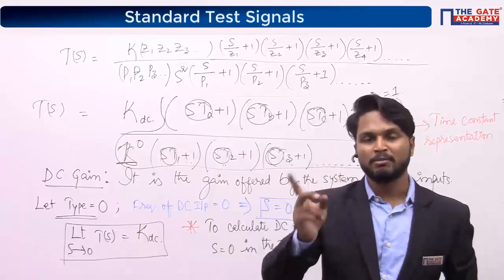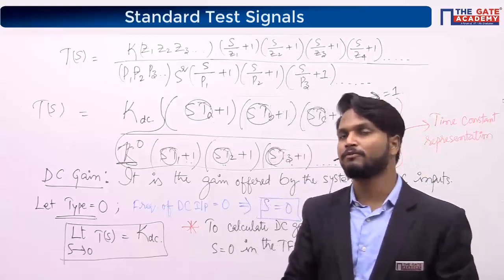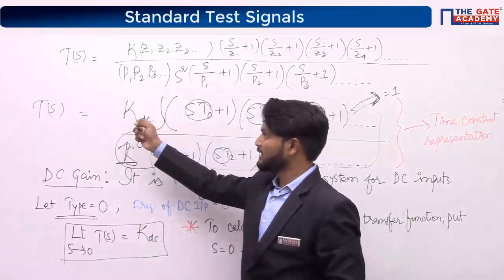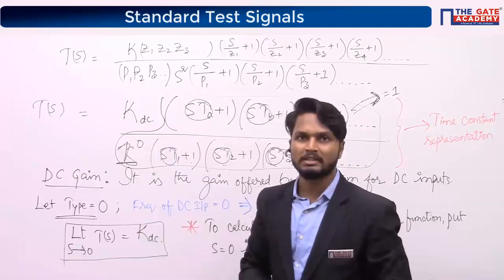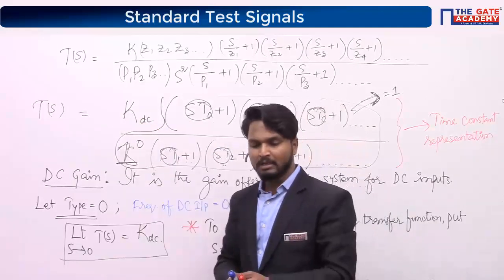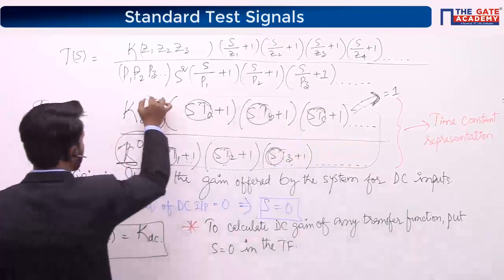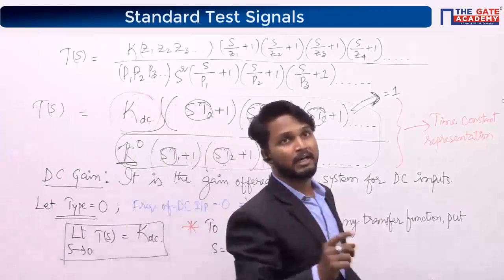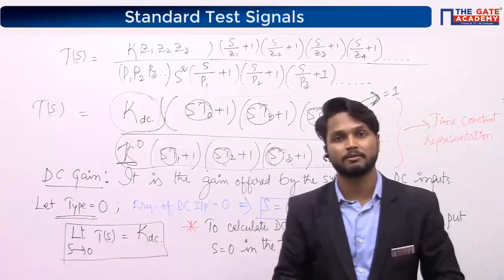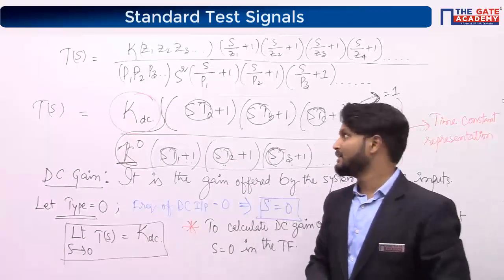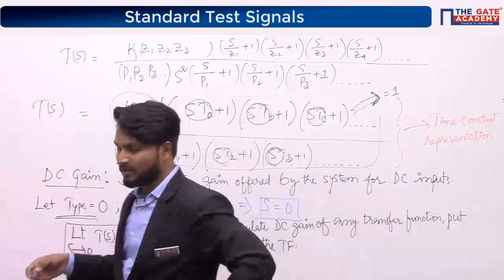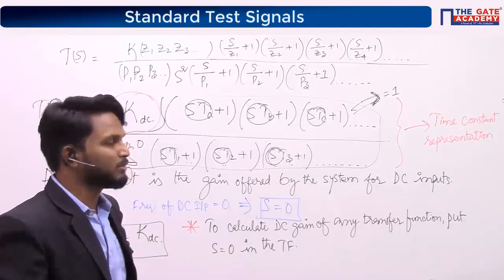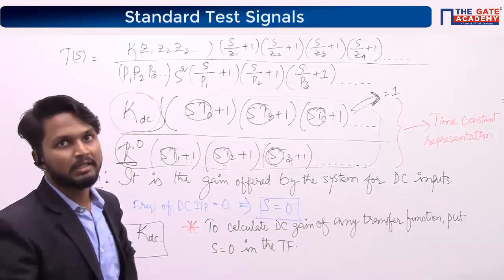Therefore, in the time constant form, if you put S is equal to 0 in the transfer function, the DC gain is how much? That is KDC. That is the reason why this KDC indicates the DC gain of your system if it is a type 0 transfer function, right? KDC indicates the DC gain of your transfer function if the type of the system is 0, right? Is it clear, everyone?